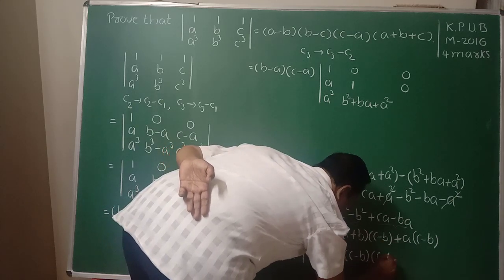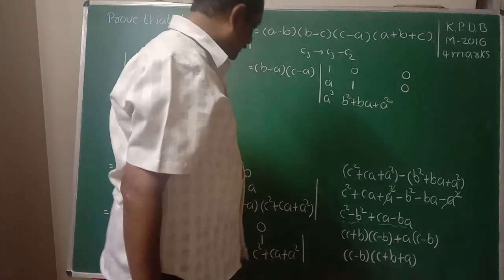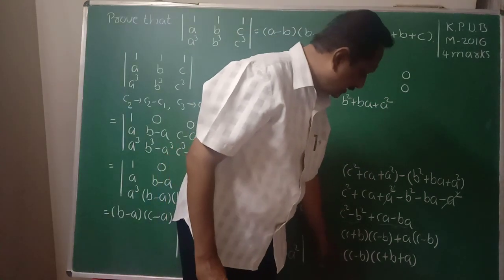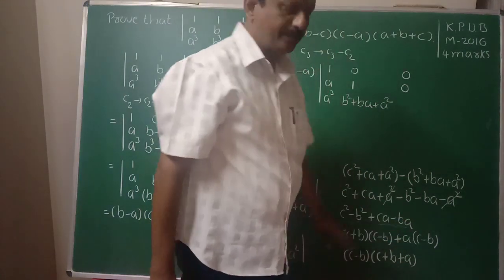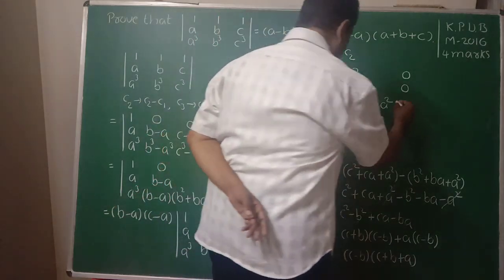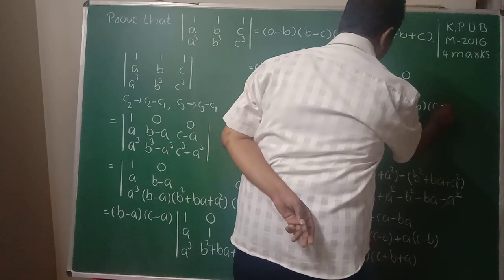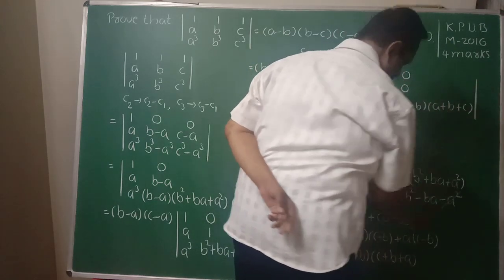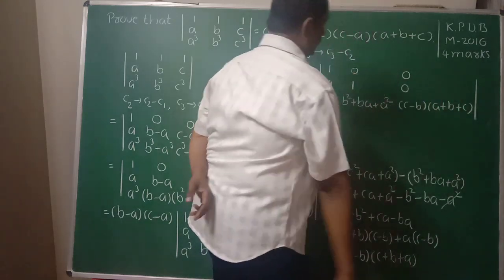Okay, c plus b plus a. Hence, if you subtract these two, then we get (c minus b) into (c plus b plus a). So you can write (c minus b) into bracket (a plus b plus c). Here c plus b plus a is nothing but a plus b plus c.